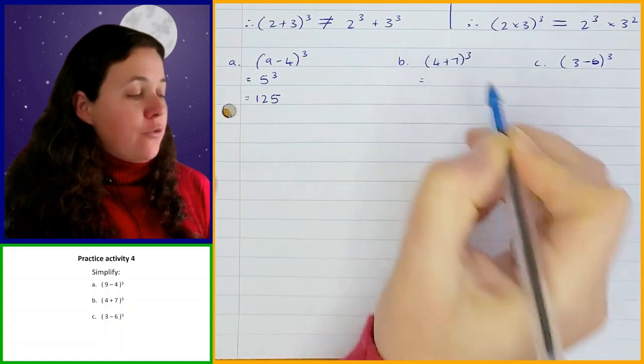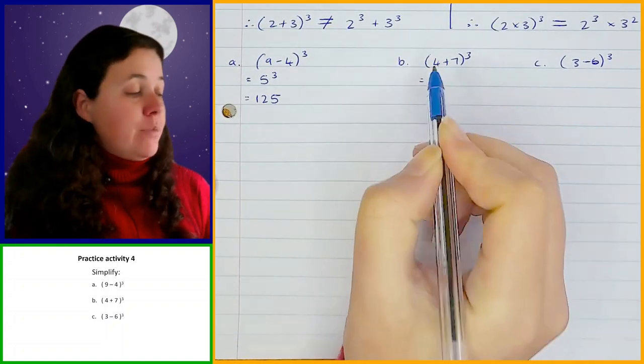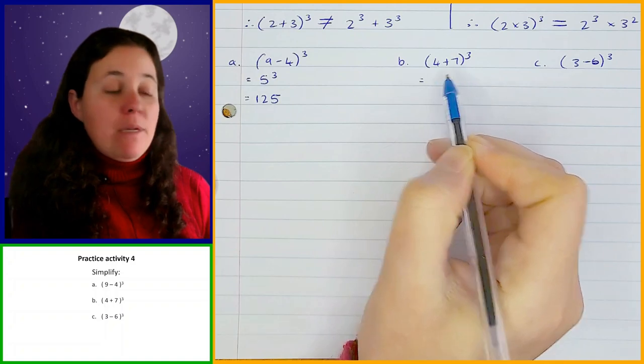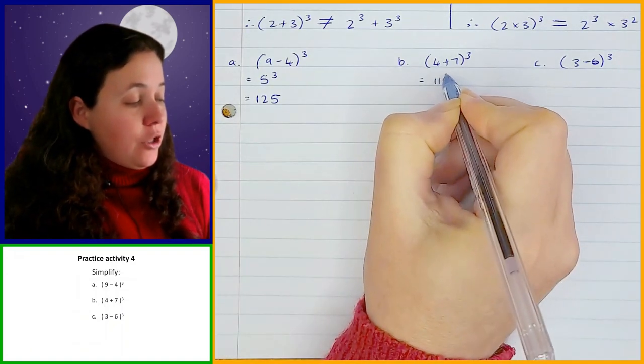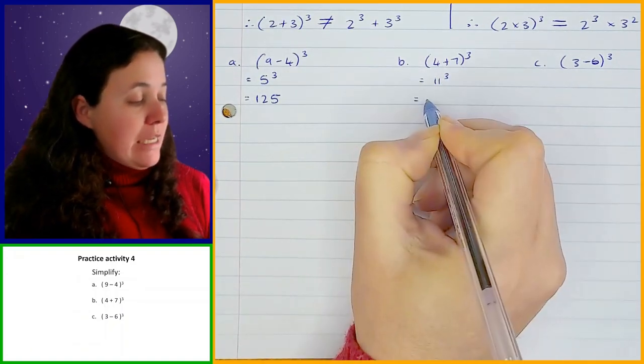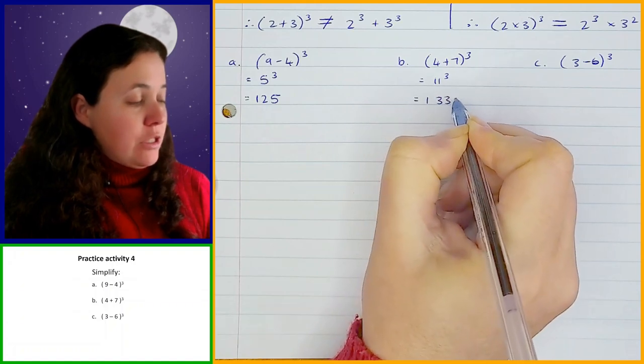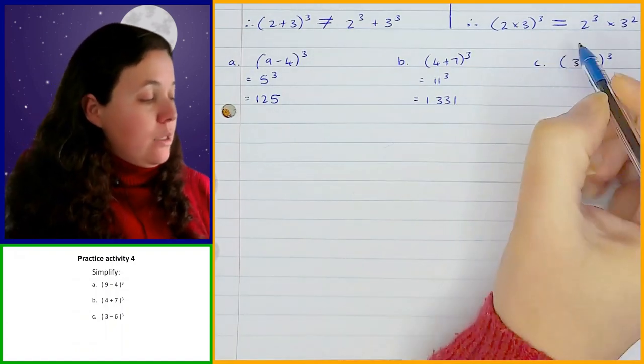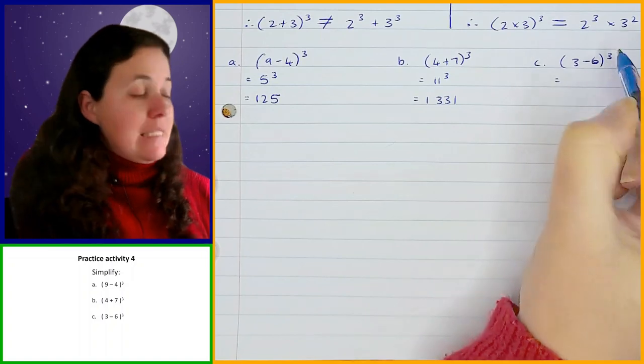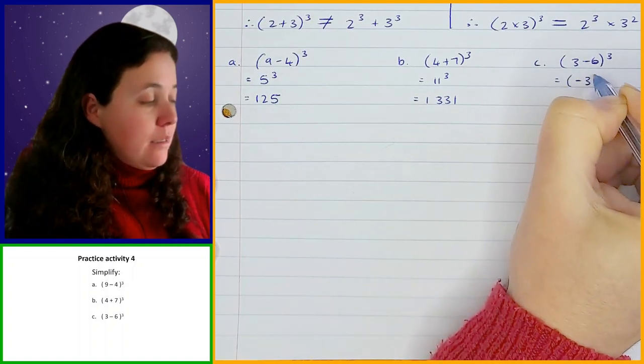Then I have got, for question B, 4 plus 7, cubed. Again, I have to simplify the 4 plus 7. That gives me 11 cubed, which simplifies to 1,331. And then the final one, I have 3 minus 6. That gives me negative 3, cubed.